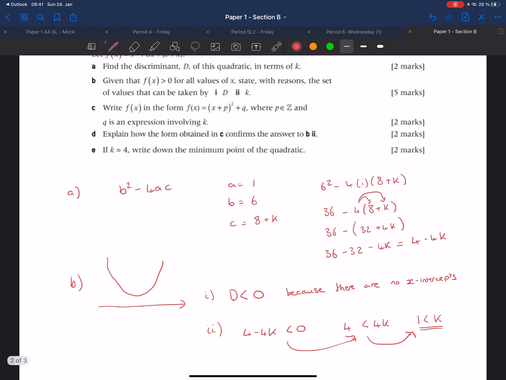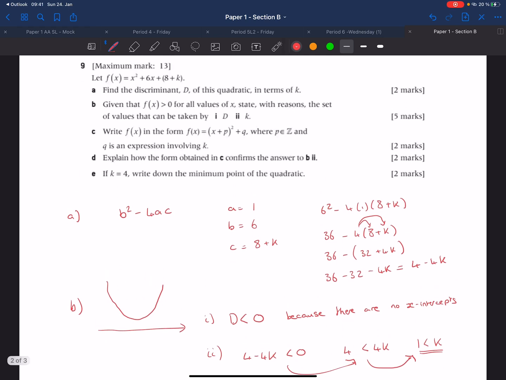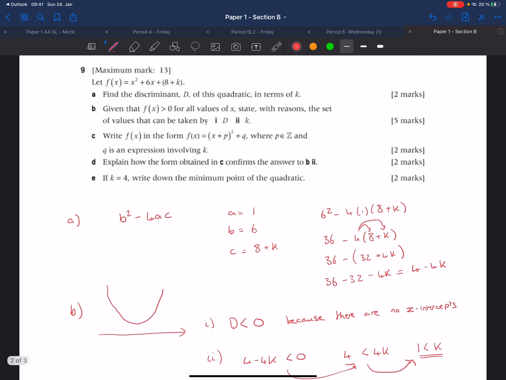The next question says, explain how the form obtained in C confirms the answer to B part 2. So we know, that's a really interesting question. I probably should have read this before. Right, so let's get this right.